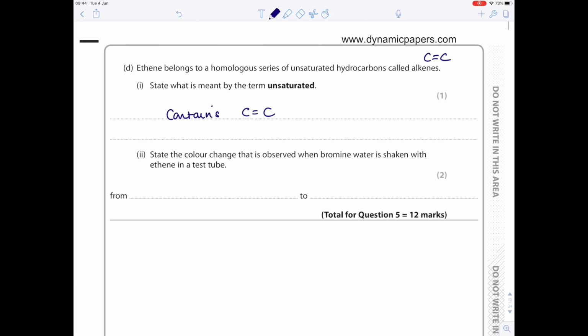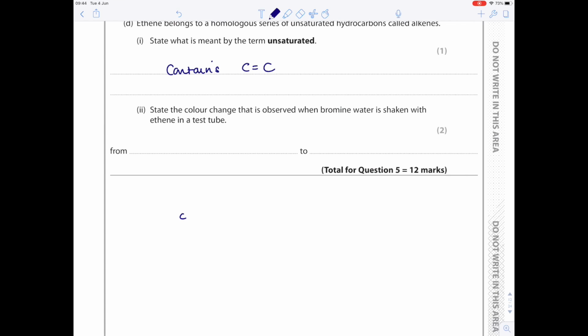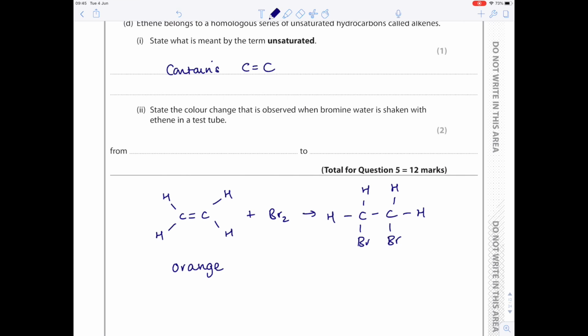State the colour change that is observed when bromine water is shaken with ethene in a test tube. So just to show you what's happening from an equation point of view, here's ethene plus bromine water. Now it's an addition reaction, which means that bromine adds itself directly to the ethene. And the reactant here is orange and it turns colourless. So let's just substitute those words in here.